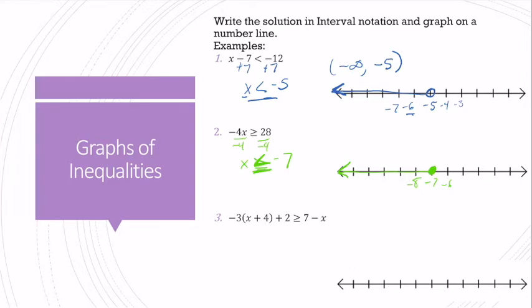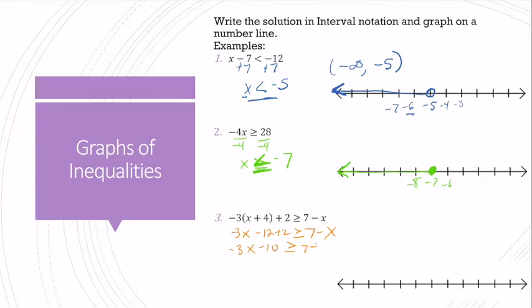Next, I have negative 3 times x plus 4 plus 2 is greater than or equal to 7 minus x. So let's go ahead and simplify both sides. This gives me negative 3x minus 12 plus 2 is greater than or equal to 7 minus x. Then I'm going to say I have negative 3x minus 10 is greater than or equal to 7 minus x.